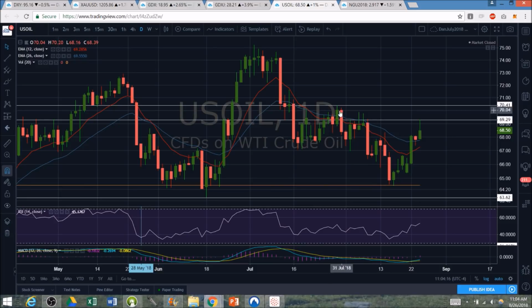And if we are unable to break this level and we start to fade back down, then we'll say that right shoulder is absolutely a possibility, and we could be looking for a reversal in trend. And we would be looking at DWT as a play, which is again the leveraged inverse ETF for the oil sector, and that's what we're watching.